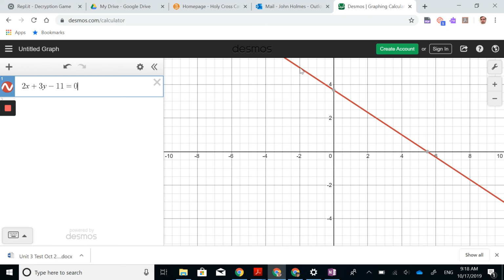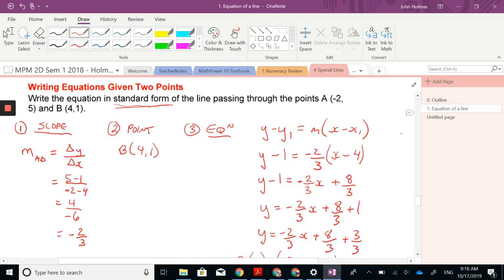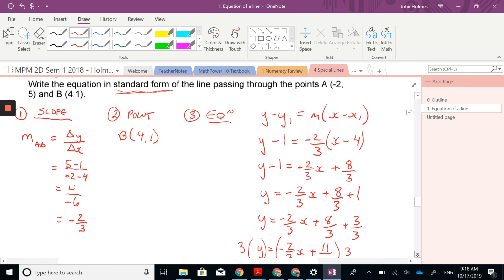If I go and I hold that point, (-2, 5). And the other one was (4, 1). Certainly looks like it. Yeah, (4, 1) was there. So if you're ever wondering if you've made a mistake somewhere, you can always do a quick check on Desmos, just like that. It took me 1 minute.